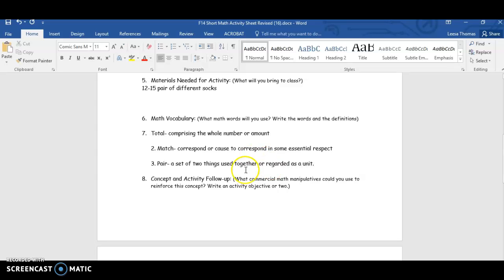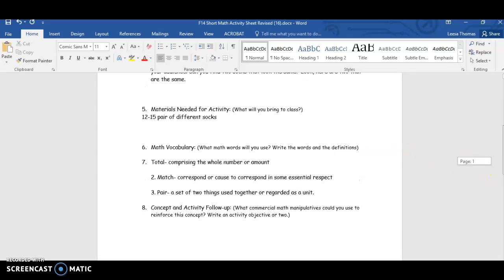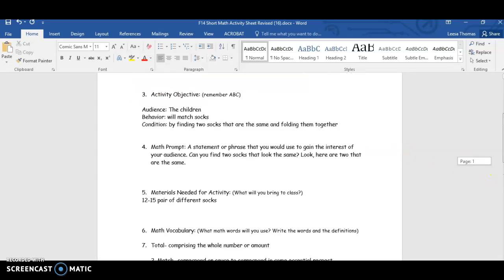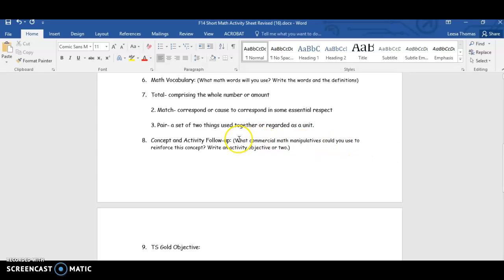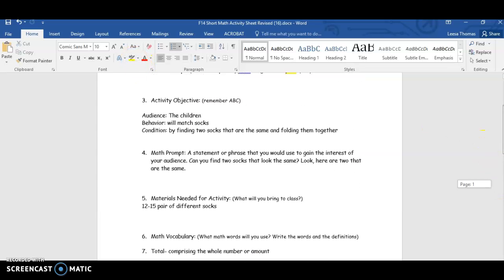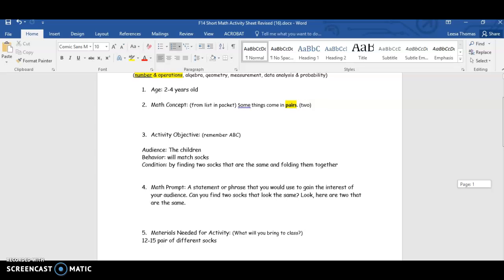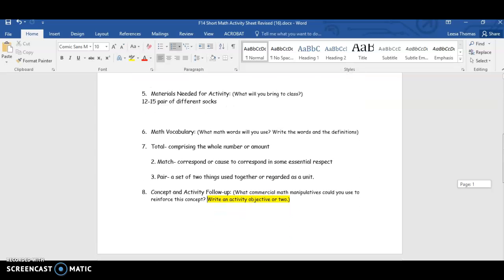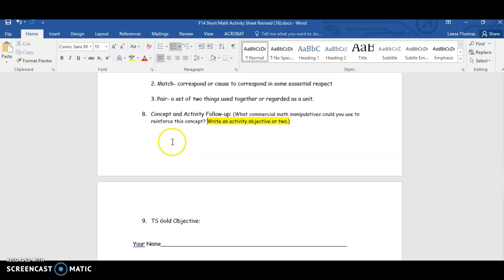Okay. Now, a follow-up activity. So this would be, what commercial math manipulatives could you use to reinforce this concept? Write an activity objective or two. You can't just list what you're going to use. This is asking you to write an activity objective. Just like you did at the top, the children will match socks by finding two socks that are the same and folding them together. You want to write an activity objective using commercial math manipulatives.